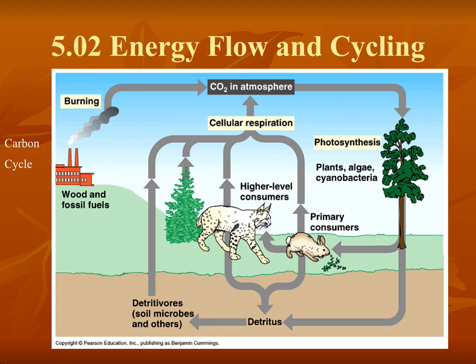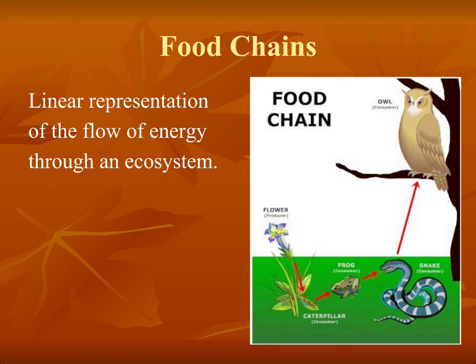What do you mean by a chain? Is it all over the place or is it linear? Linear. The food chain is linear. It's only going to show one flow. So the caterpillar eats the flower, the frog eats the caterpillar, the snake eats the frog, the owl eats the snake. One flow of energy. Linear means the one flow.